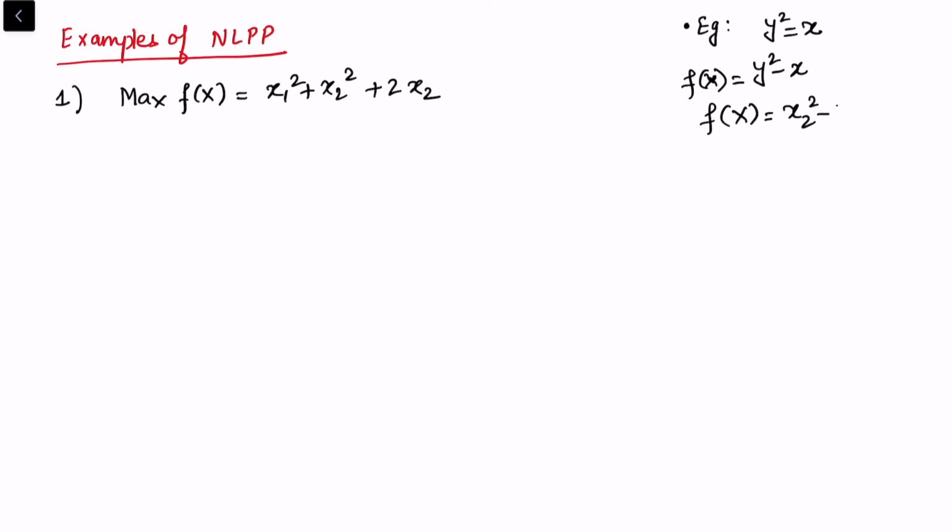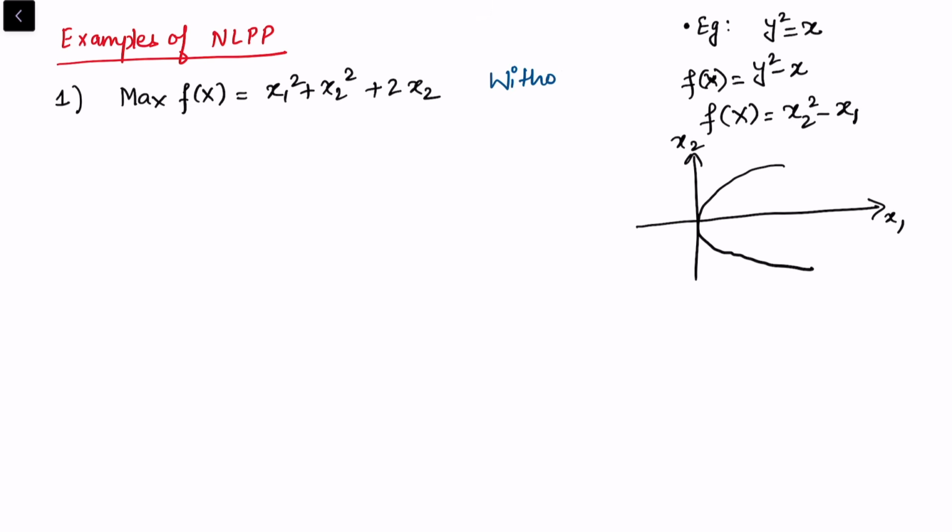x2 square minus x1. So x2 is my y and x1 is x. In this case, you can have, let's say, x1 here and x2 here, and this is the shape of the parabola, and we want to find the maxima or the minimum value. It may exist or it may not exist. So it depends, and we'll be using techniques based on calculus. So this is the first type of non-linear programming problem, which is without constraints. So we can say there are problems in the non-linear programming problem which are without constraints.